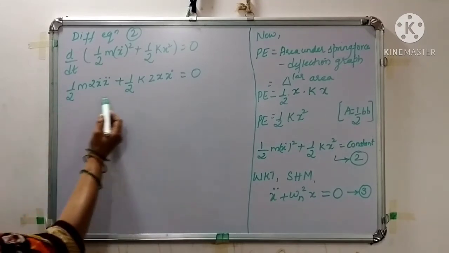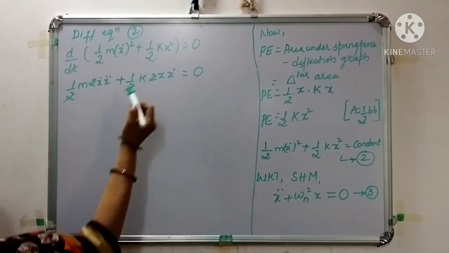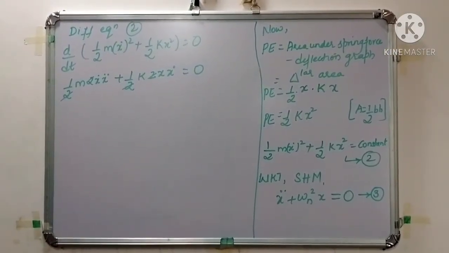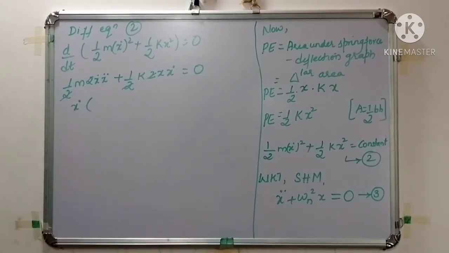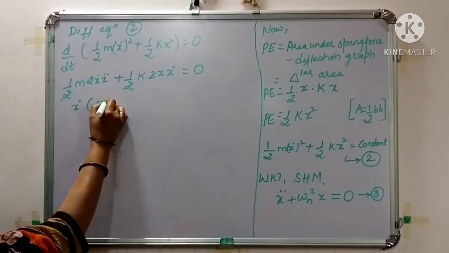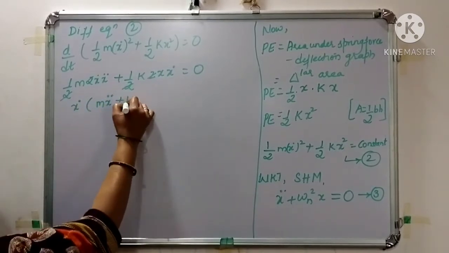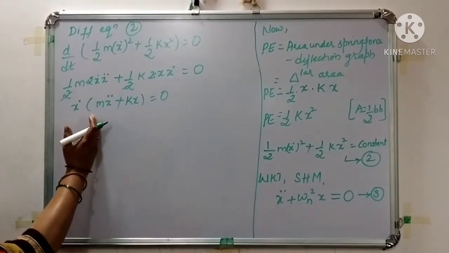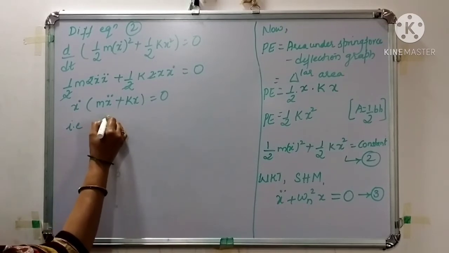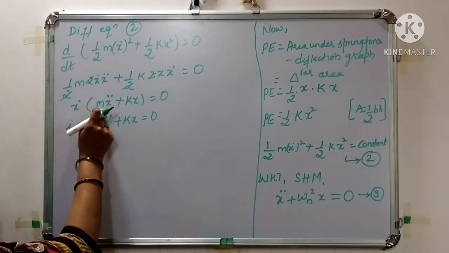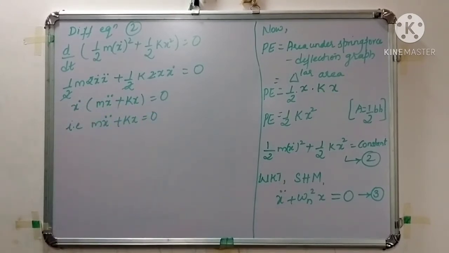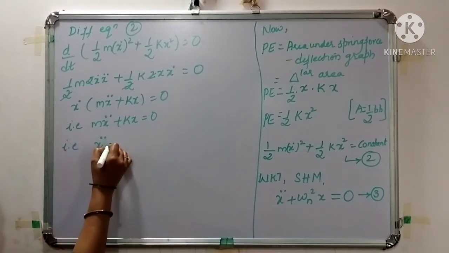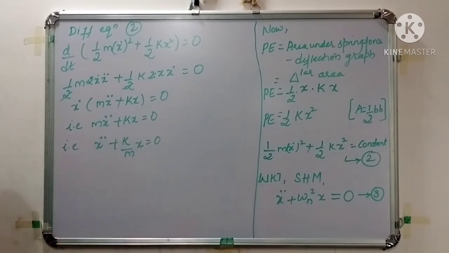Now, in this equation, 2 cancels. Here also 2 cancels. And you can see that x dot is common in both the terms. Taking x dot common, the remaining terms I will write inside the bracket. So I am left with m x double dot plus k x is equal to 0. Since x dot is multiplied, dividing 0 by x dot also gives 0. This can be written as x double dot plus k by m into x equal to 0.